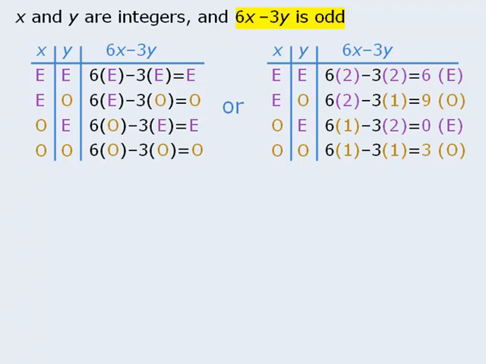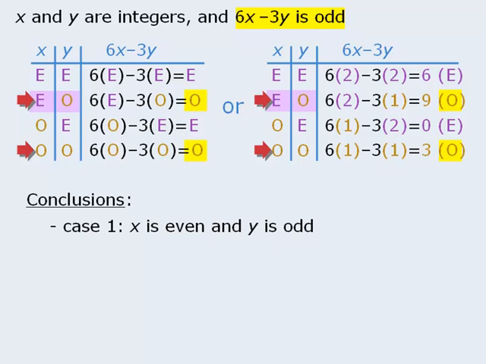Now we're told that the expression evaluates to be an odd number. When we examine either of our tables, we see that there are two cases in which the expression evaluates to be an odd number. So there are two possible conclusions we can draw. Either x is even and y is odd, or x and y are both odd. Either of these two cases can be true.